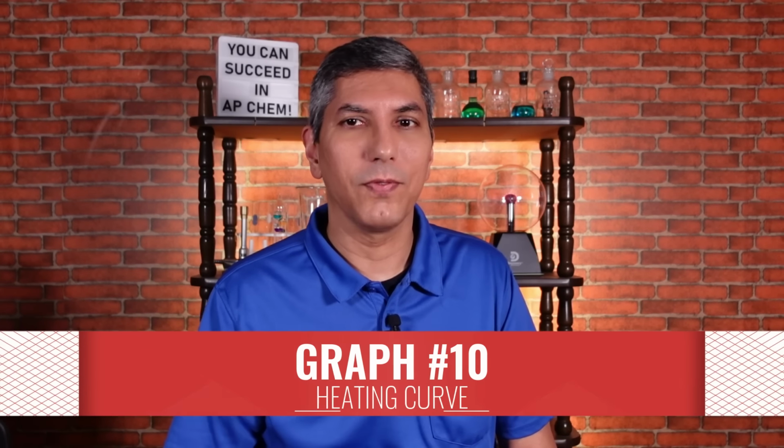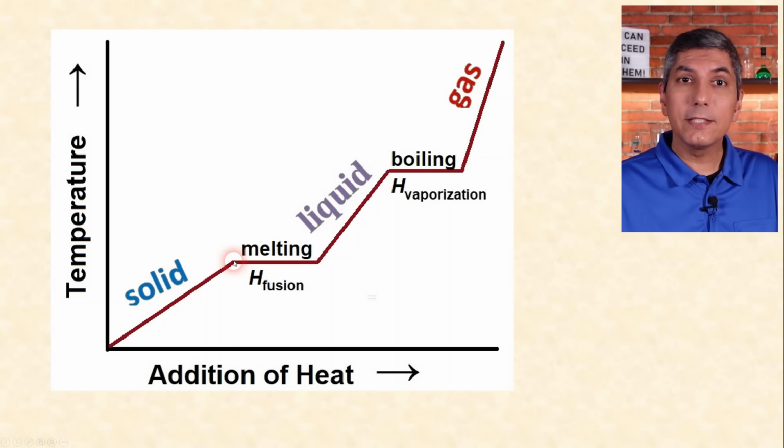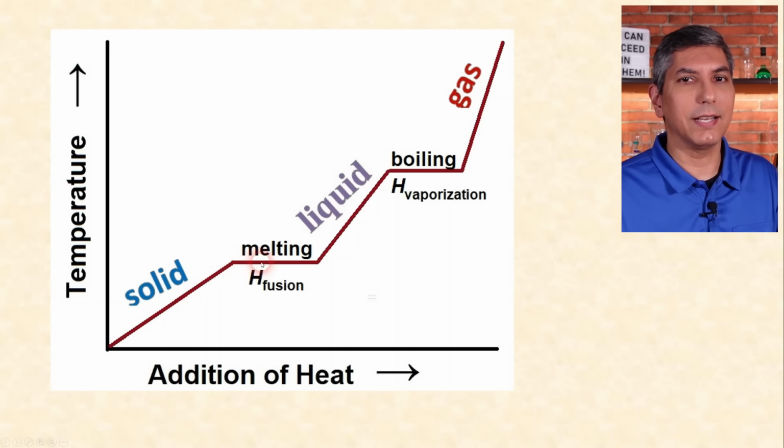Graph number 10, the heating curve. A heating curve is just a graph that shows how the temperature of a substance changes as heat is added. If you take a solid and you start adding heat, the temperature goes up. But when it reaches the melting point, the temperature stops changing. It stays constant during the melting process.